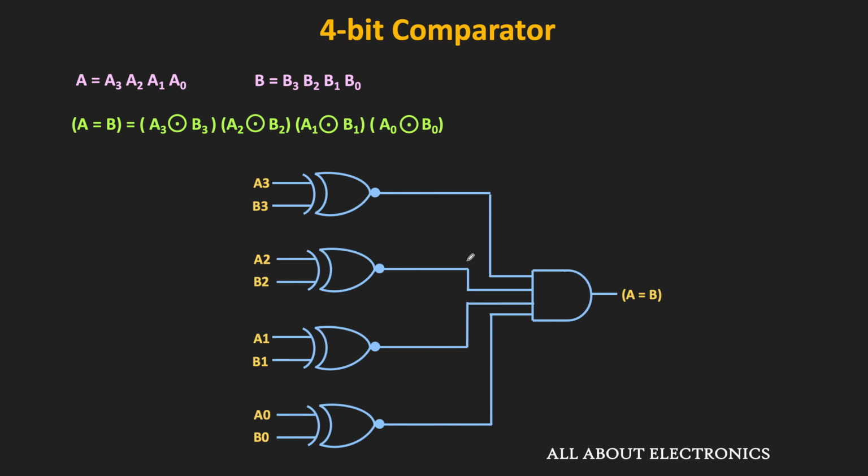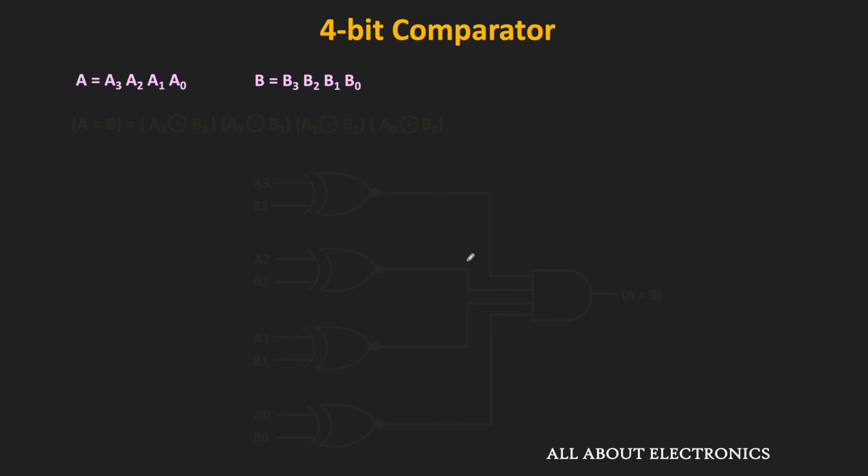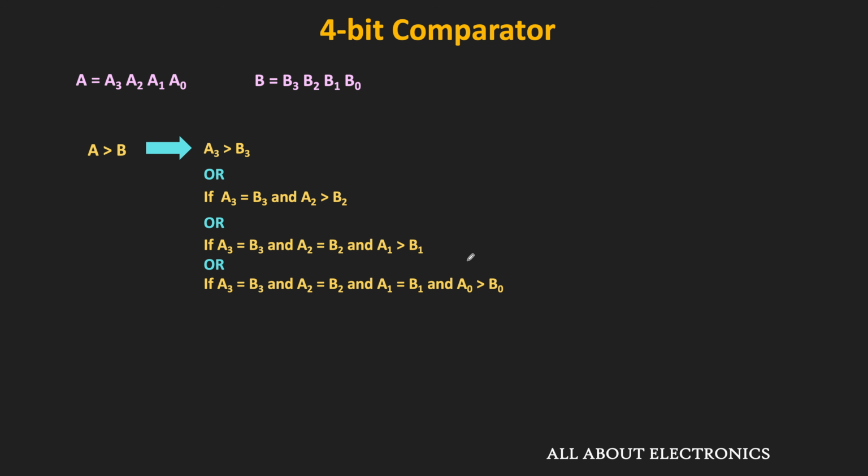Similarly, now let us see the logic circuit for A greater than B. Once again, to compare the two numbers, we will start from the MSB. If A3 is greater than B3, then we can say that the number A is greater than B. The second possibility is that the MSBs of both numbers are equal. In that case, we will move to the next higher bit, and if A2 is greater than B2, then we can say that the number A is greater than B.